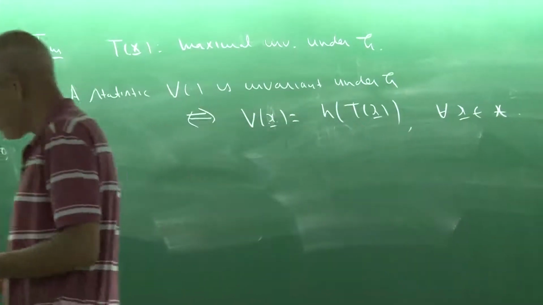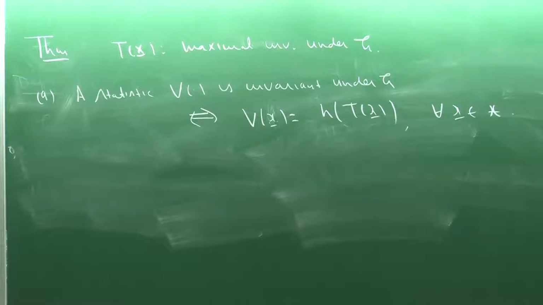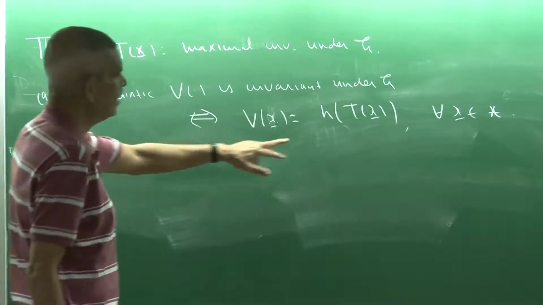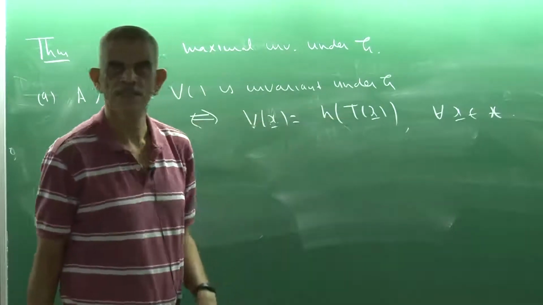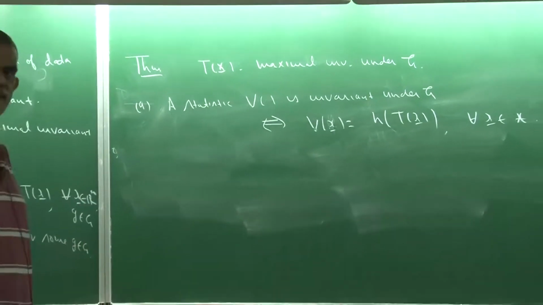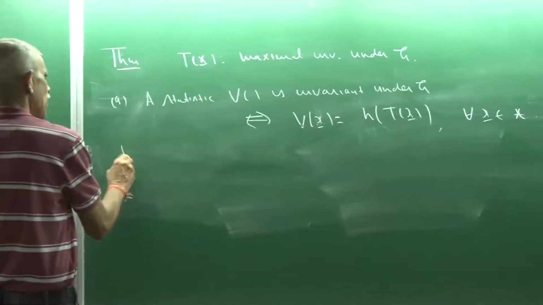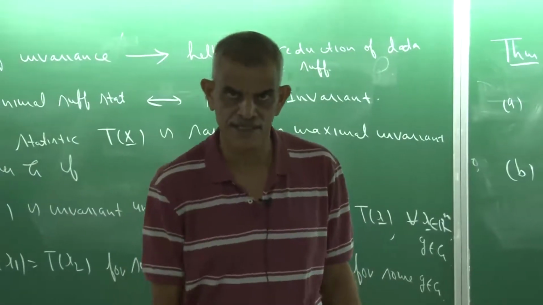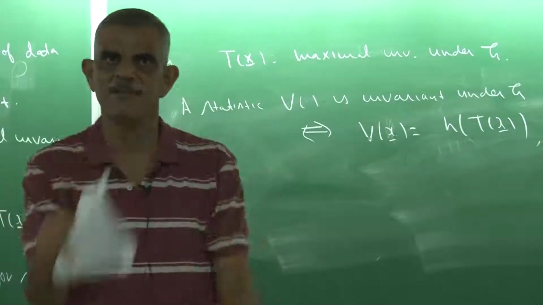So what it says is, in a sense, a statistic is maximal invariant if and only if any other invariant statistic is a function of the maximal invariant statistic. So I say a statistic T is maximal invariant if and only if any other invariant statistic is a function of the given maximal invariant statistic. Minimal sufficiency happens the other way. I call a statistic minimal sufficient if it is a function of any other statistic. Here, any other statistic is a function of a maximal invariant statistic. That is why the name minimal and maximal.